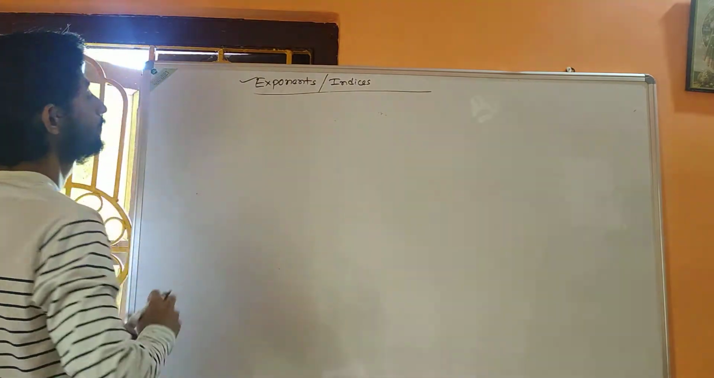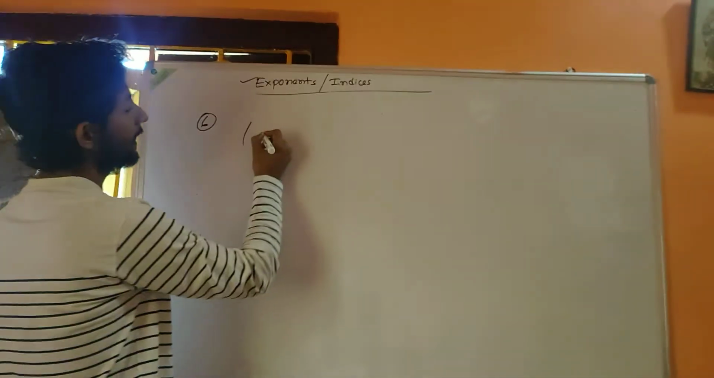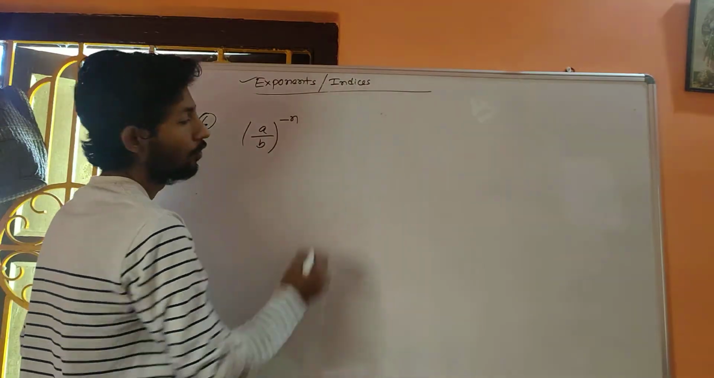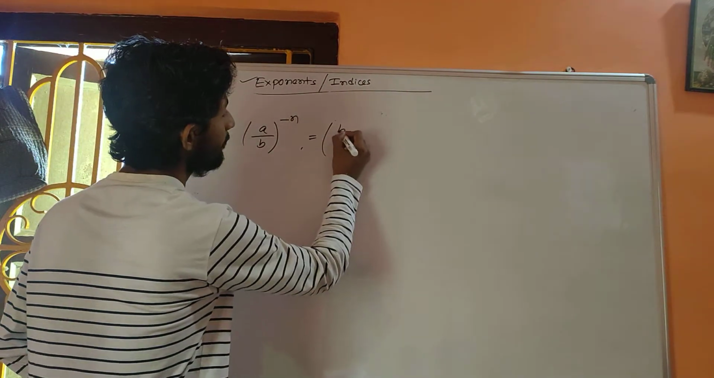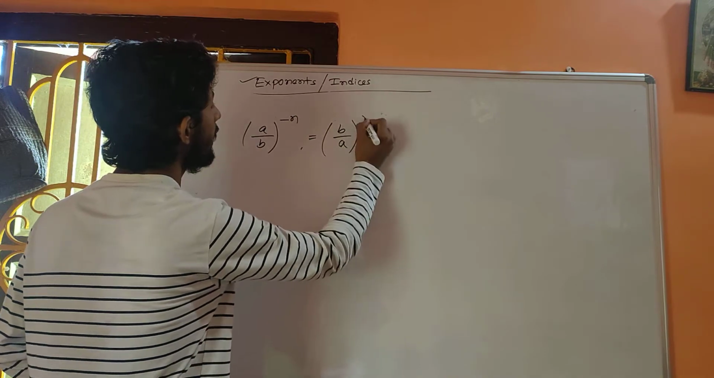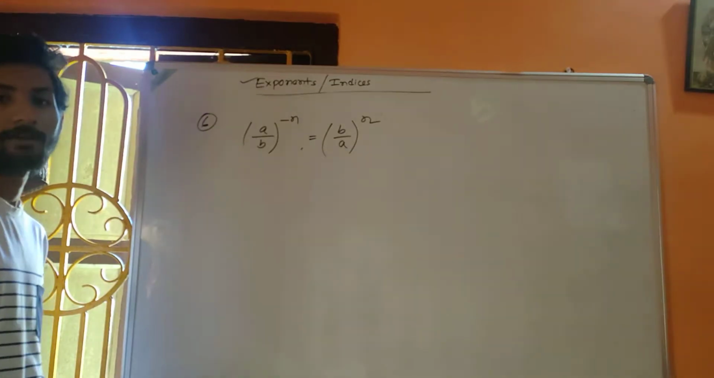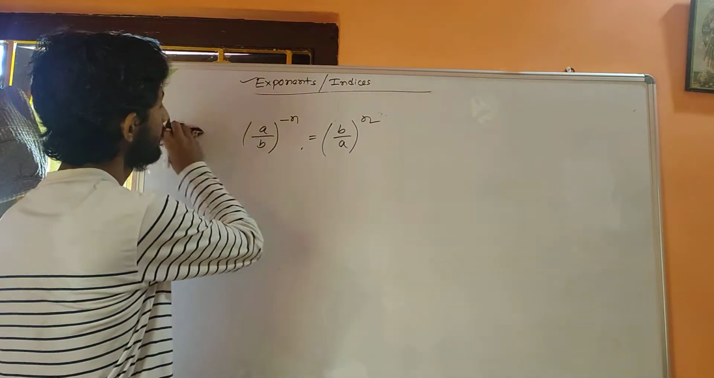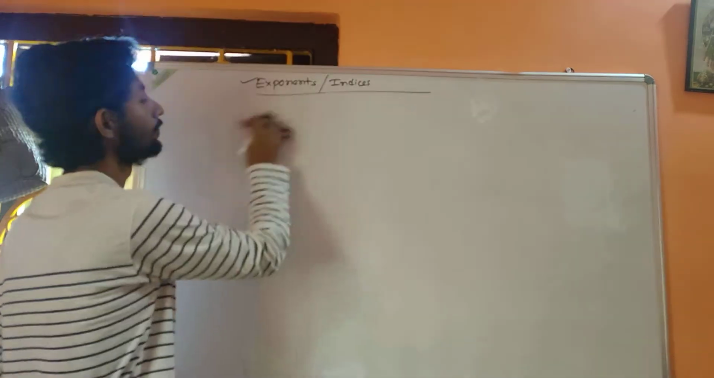Number 6. If there is a by b to the power minus n, we can write it as b by a to the power n. Okay? Number 6 is done. Then number 7.